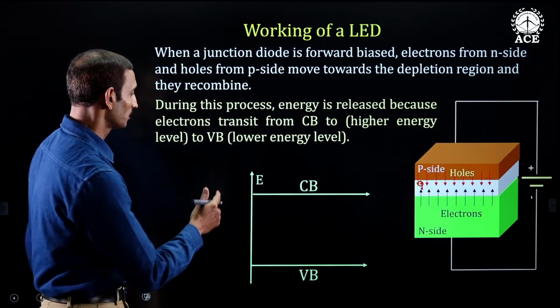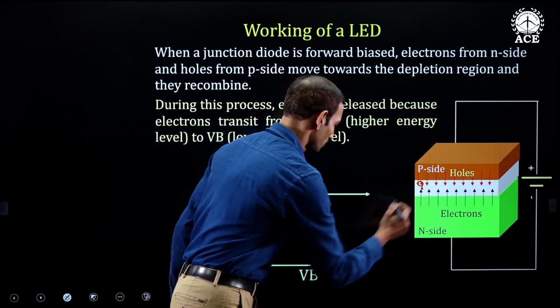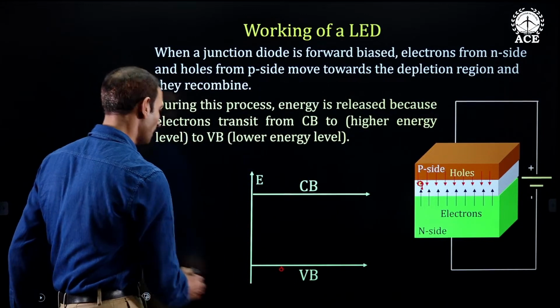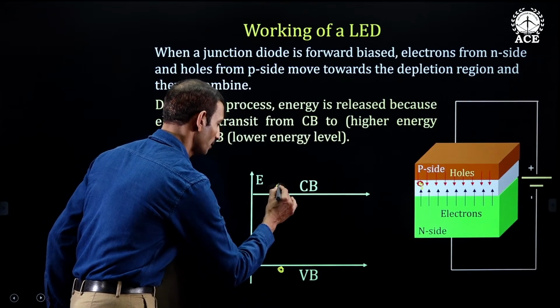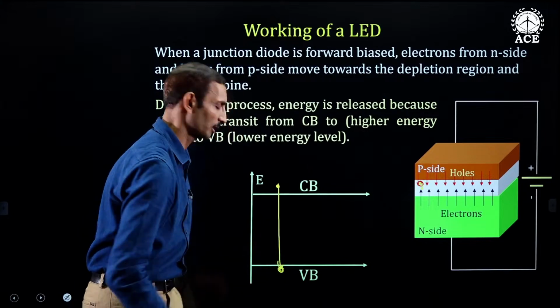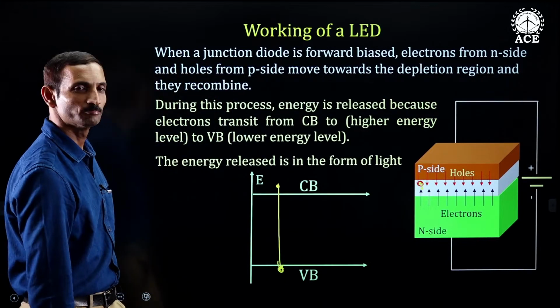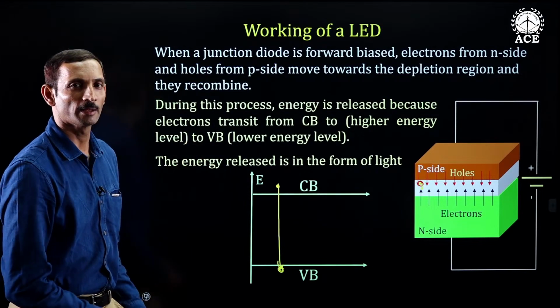Now, the hole that is there in the valence band, coming towards the junction, would be combining with an electron. So that is how we show it. An electron would be here, it is going to combine with a hole, and then they release energy in the form of light. So this is what is going to happen in an LED.